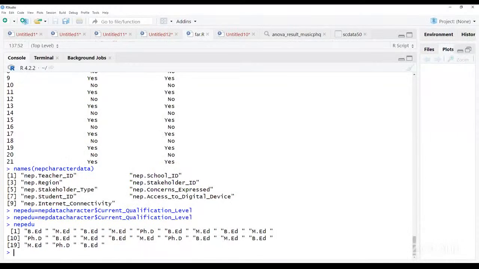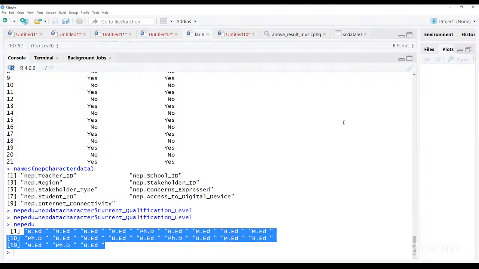So in this way, we do the extraction. We create a name, any name on the basis of your understanding. You create a name equal to, and then where the data has been installed, you use that vector name and then put the dollar sign and use that particular data which you want to extract from the main data. Use that title, select that particular name and click it, and then you will get this. So now your new vector is NEP edu, where you will see all the qualifications.